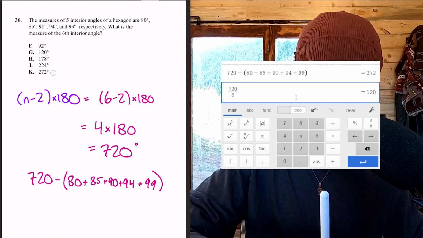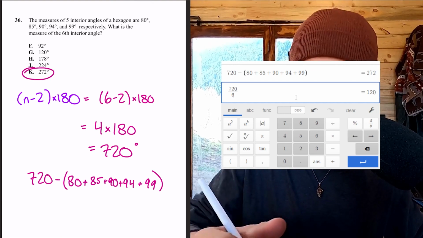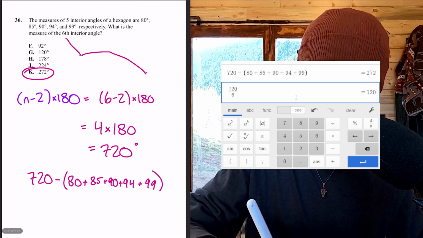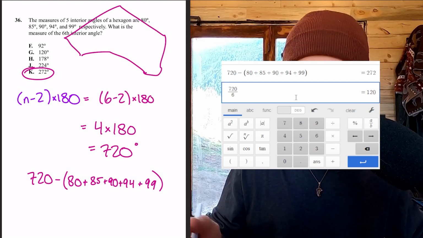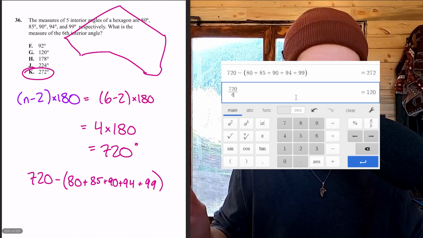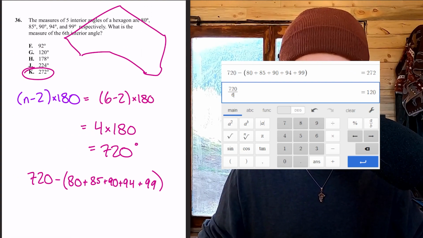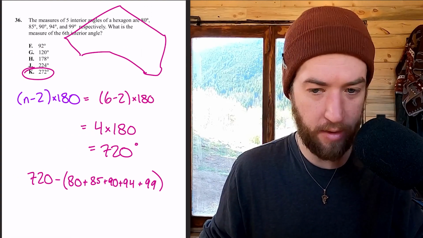I mean, mathematically, the answer is K, but that's not a hexagon because that's greater than 180 degrees. So like what type of... Okay, I guess it could be... Is it a hexagon? I don't know. You answered for me in the comments, but I think mathematically the answer is 272.